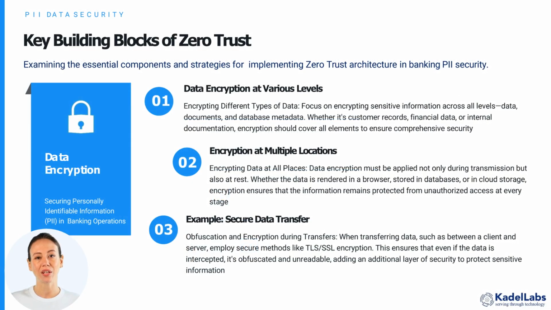Now, let's move to the third key building block: data encryption. Encryption is vital to ensure that sensitive data remains protected at every stage, whether it's in transit, at rest, or in use. First, encryption should cover a wide range of data types, including data, documents, and database metadata. This ensures that everything from customer records to internal documentation is encrypted, safeguarding sensitive information from unauthorized access.